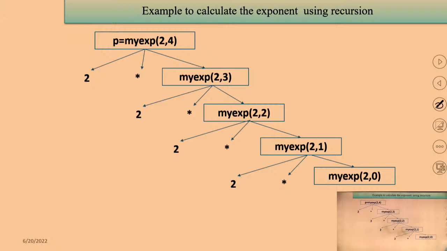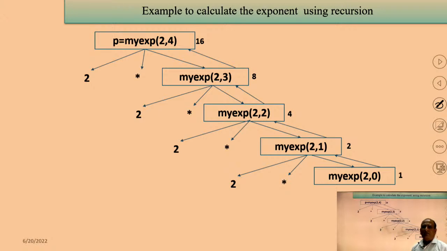My x 2 comma 1 will call 2 into my x 2 comma 1 minus 1, meaning 0, and this 0 is the base condition, so it will return the value 1. Then 2 into 1 will be calculated and returned back to my x 2 comma 1. Now my x 2 comma 2 will be calculated and return back. Now 4 into 2 will be calculated and returned back, and 8 into 2 will be calculated and returned back.